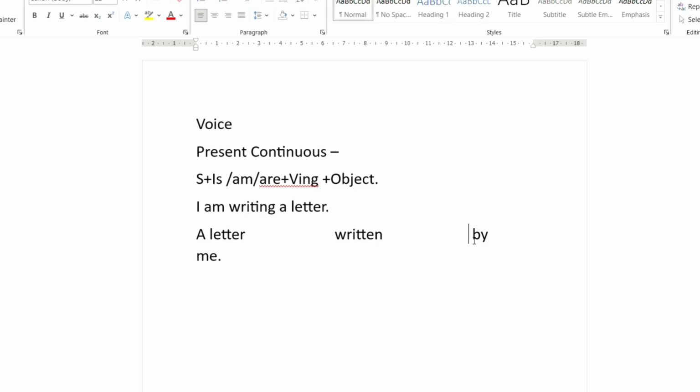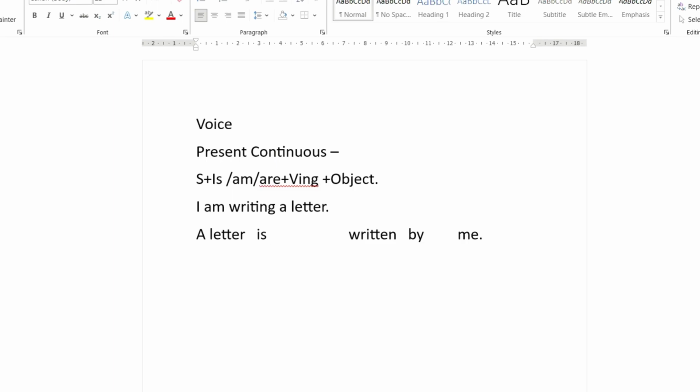Now, what is already there, I cannot remove. Helping verb is already there. So, I will have to write the helping verb, but according to the new subject. The new subject is a letter. So, the helping verb in the present tense which will go with a letter is is. So, a letter is written by me.